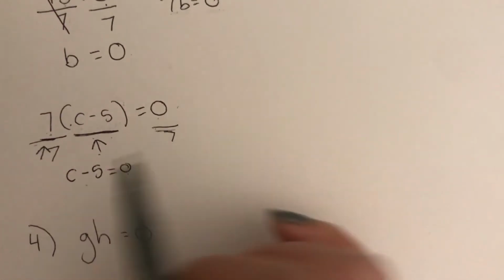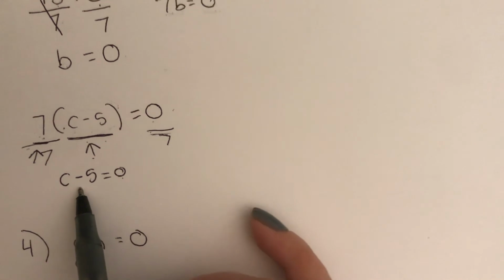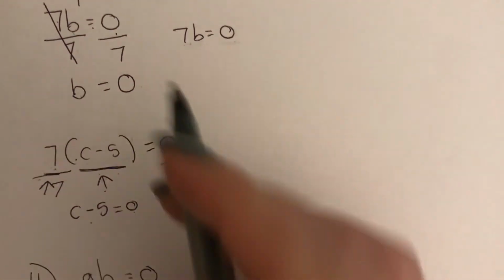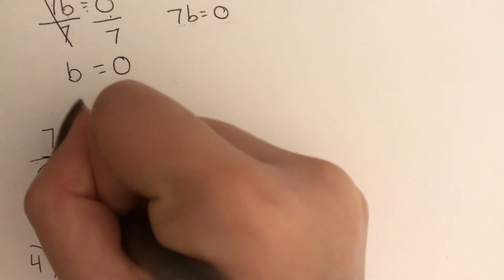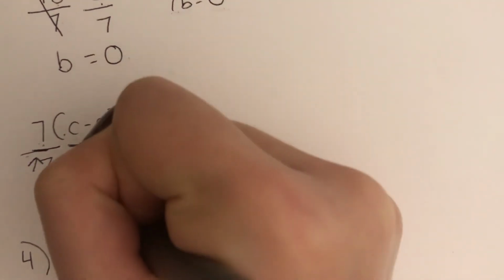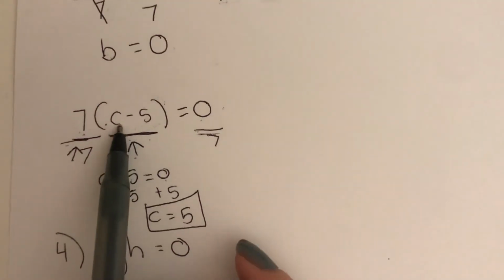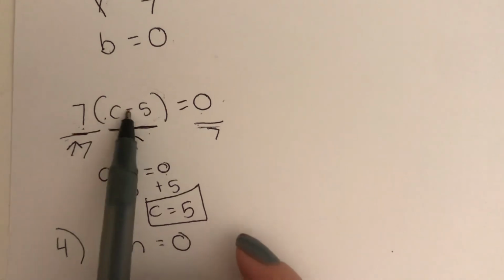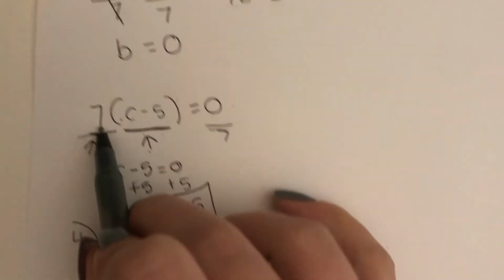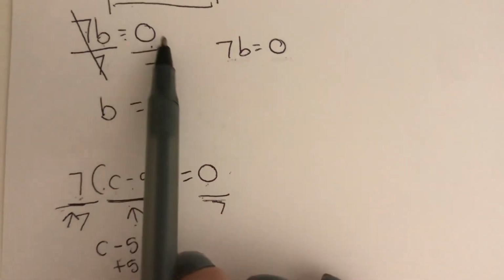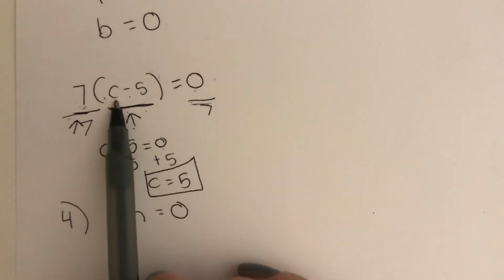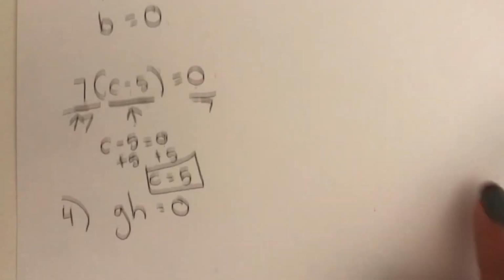And then we need to go ahead and solve. So if I'm isolating c, I need to do the inverse operation here. So instead of subtract 5, I need to add 5 to both sides, and I get c equals 0 plus 5, which is 5. I can check that because I know if I plug 5 in here, 5 minus 5 is 0, and 7 times 0 is 0. Same thing here, 7 times 0 is 0. So c has to be equal to 5 to make this equal to 0.